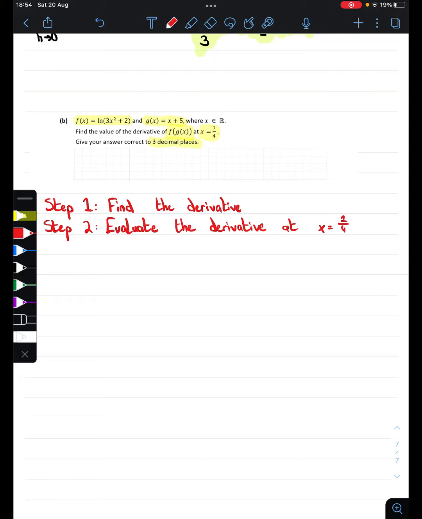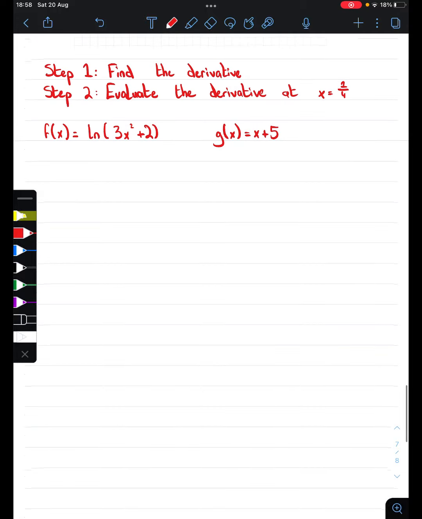Okay, so finding the derivative. First of all, let's just write down our functions. So f of x is the natural log of 3x squared plus 2, and g of x is just x plus 5. And we're looking for the derivative of f of g of x.